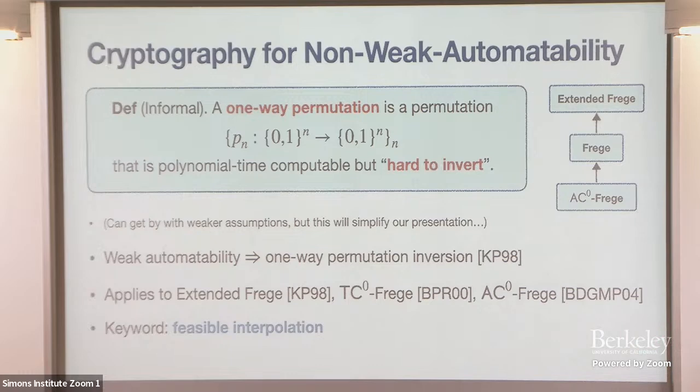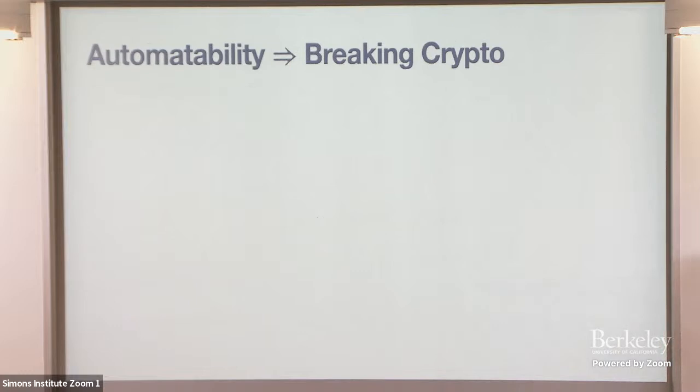I'm just going to do, you can kind of forget that I even put that word there. So how does this work? How do we take an automating algorithm and use it to break a cryptographic primitive? Well, the idea is the following.